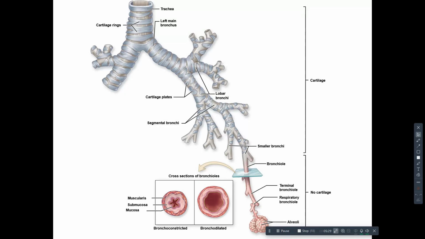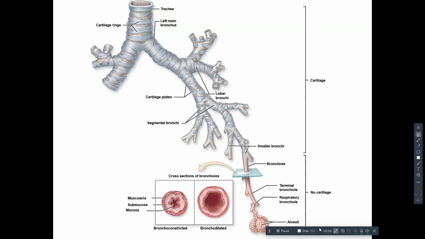Now, by the time we run out of cartilage, we are no longer in bronchi. We are in bronchioles. Bronchioles do not have cartilage. They're in less of a danger of collapse, and their muscle is more able to prevent collapse. Now, because of the lack of cartilage and the presence of a relatively high amount of smooth muscle, one of the things bronchioles can do is they can constrict or they can dilate.